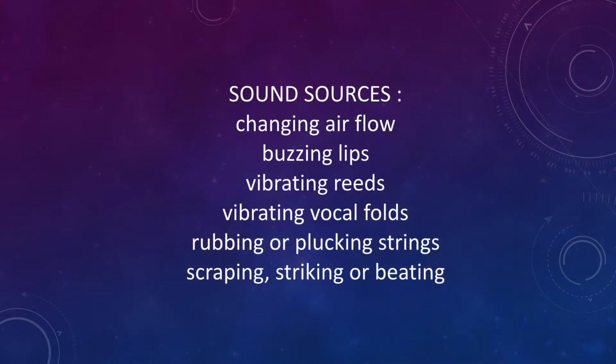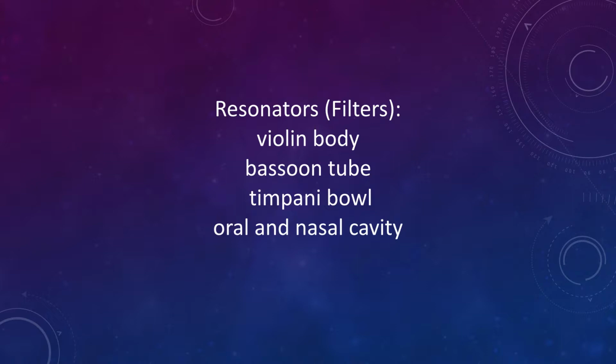So, with musical and vocal sound production, the sound sources are changing airflow caused by blowing air, buzzing lips, vibrating reeds, vibrating vocal folds, rubbing or plucking strings, scraping, striking, or beating of a physical object that sets it into vibration. These sources contain a large number of frequencies, and those frequencies are then shaped by the physical dimensions of the cavities, the violin body, the bassoon tube, the timpani bowl, the oral and nasal cavity of a vocalist, that shape the frequency spectrum of the source of the sound.